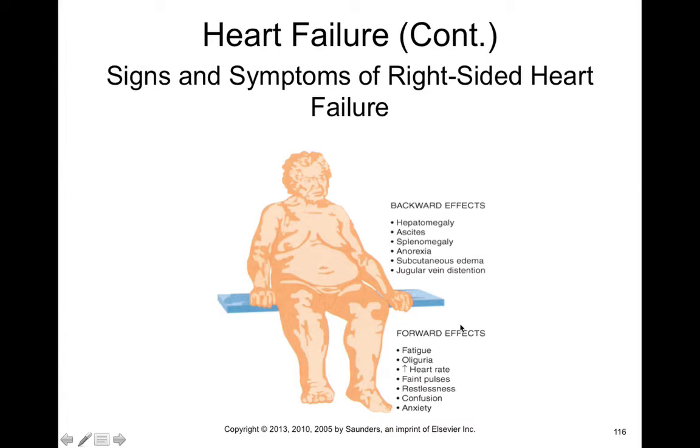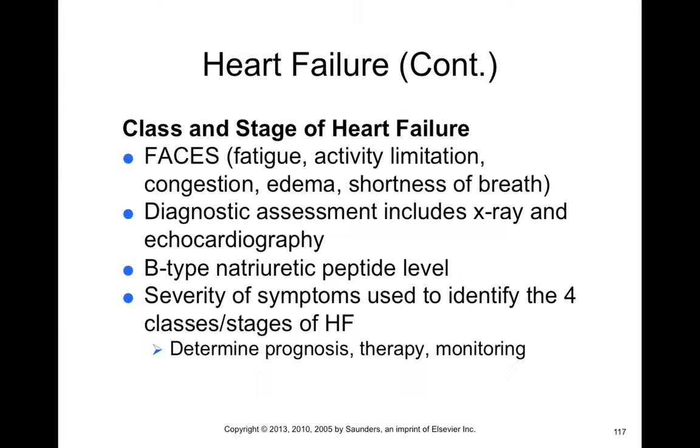Now, the forward effects of right-sided heart failure are also very similar to left-sided heart failure. So, like left-sided heart failure, we saw fatigue, oliguria, an increase in heart rate, and that was the nervous system's compensatory response, faint pulses, restlessness, confusion, anxiety, and these all come about from a decrease in cardiac output. Now, there's a decrease in cardiac output from the left side of the heart because there's a decrease in cardiac output from the right side of the heart. So it's all interconnected here.